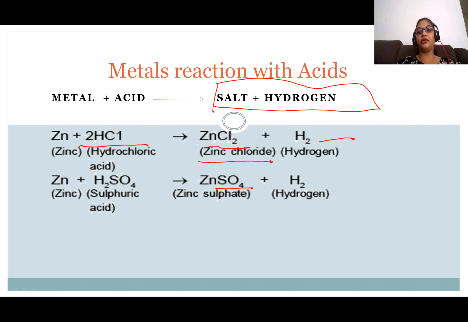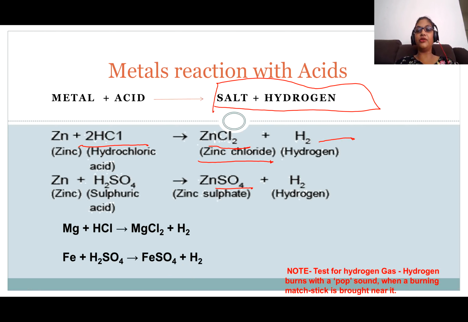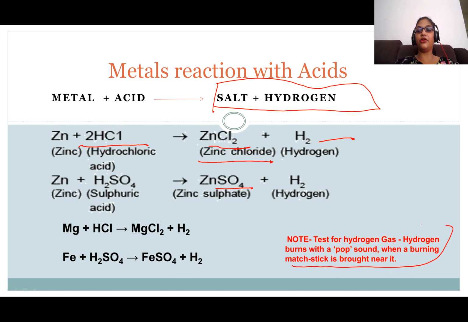If we are taking hydrochloric acid, the metal chloride will form. If we are taking sulfuric acid, metal sulfate will form. If we are taking nitric acid, metal nitrate will form. In all these reactions there will be an evolution of hydrogen gas, and again you can test the hydrogen gas with a burning splinter or burning matchstick. It burns with a pop sound, which shows this is hydrogen gas. There are other examples: magnesium plus HCl, iron plus H2SO4. All these form salt plus hydrogen gas.